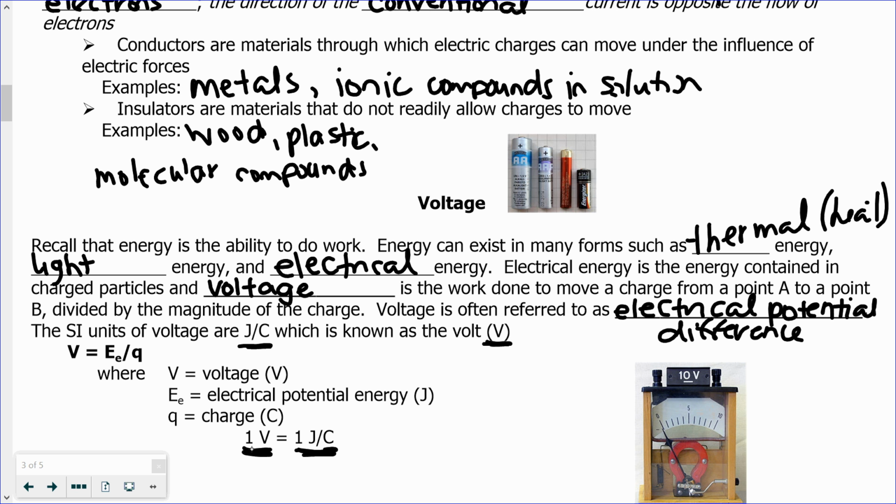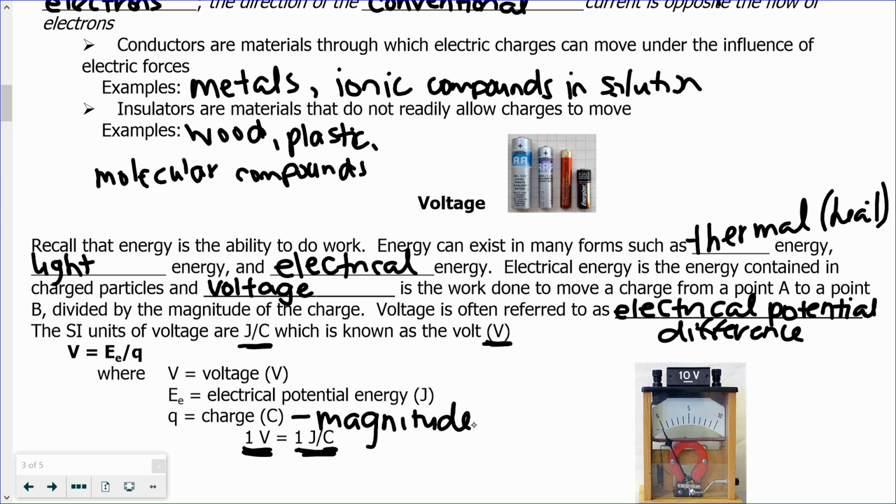So our formula for voltage is E, which is our electrical potential energy measured in joules. Energy is always measured in joules. Same with work. Divided by Q. And again, that's the magnitude of the charge. So not just positive or negative, but the magnitude, the number related to the charge. And that will get us our voltage.